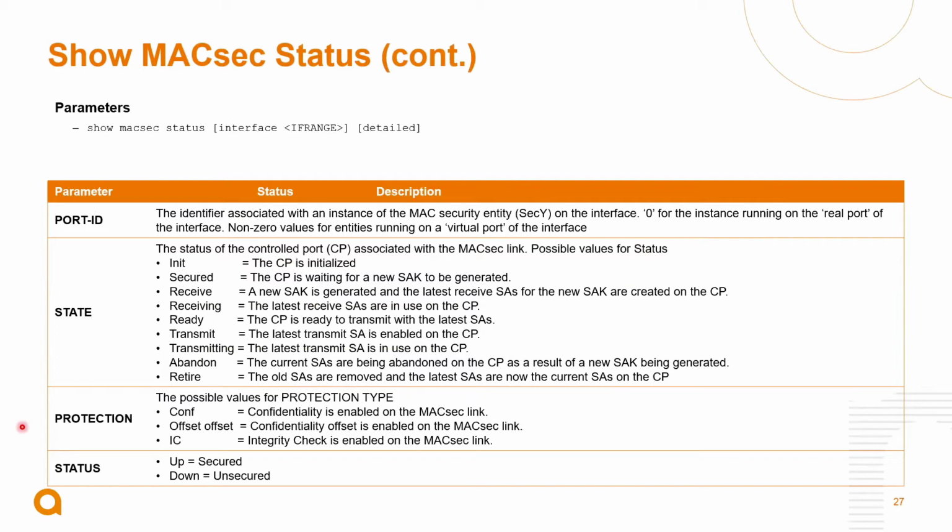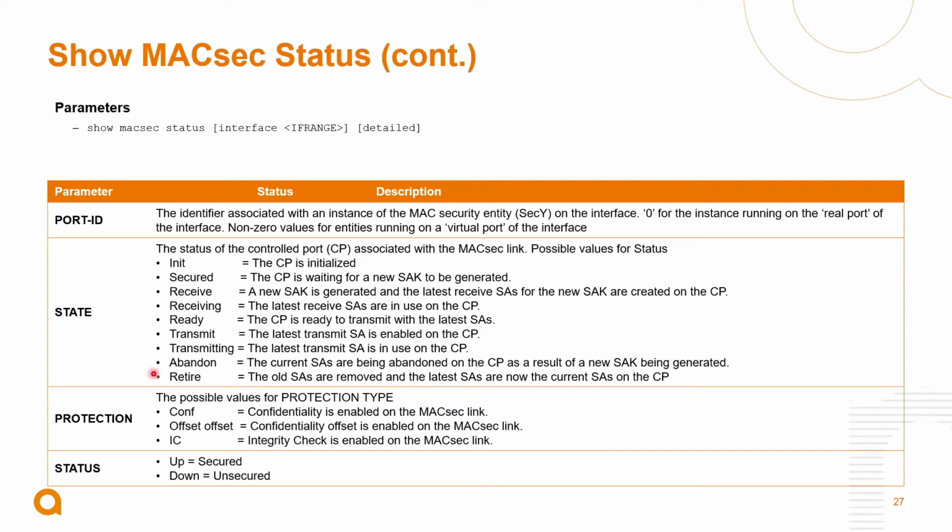So the state indicates the control port state as defined in the .1X standard. You would want to see the state as retire if the channel is up and running correctly. A state of init probably indicates that the MK is not secured between the two endpoints and something is wrong. You would want to check that. So it should transition from init to secure to receive to receiving all the way up to retire, for you to see that the sessions are actually up and running.